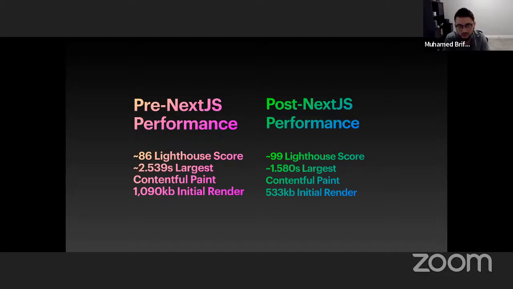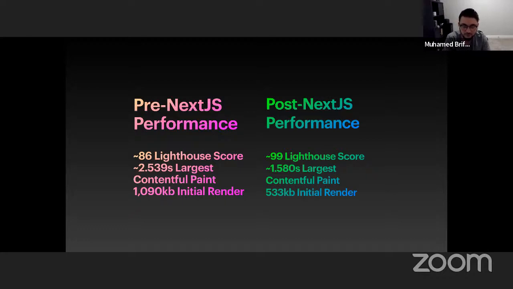So our Lighthouse score was hovering between 85 and 86, and our largest contentful paint, we'll take a second to talk about that. Basically, largest contentful paint is seen as what is something meaningful we can show to the user, how long it takes to show something meaningful to the user, right?